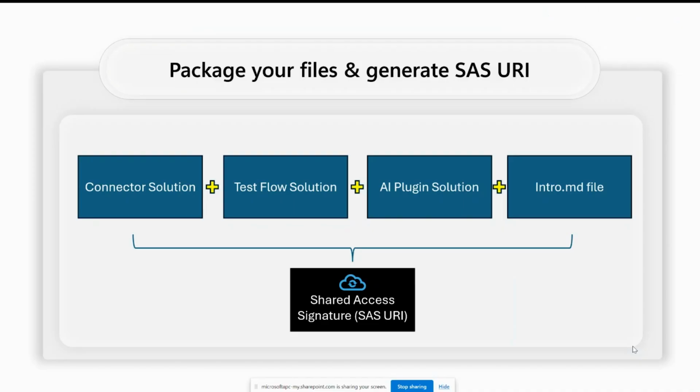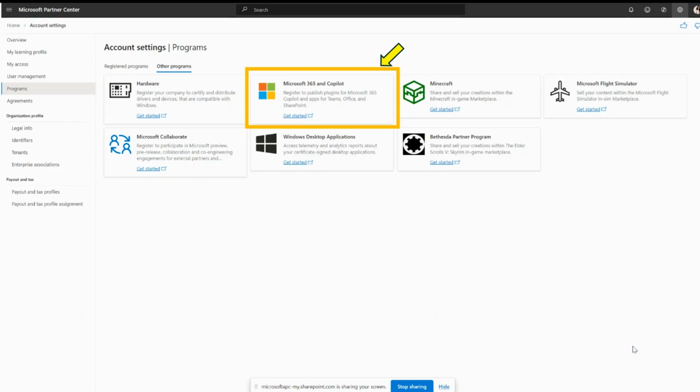Now package the three solutions you have exported: connector solution, test flow solution, and AI plugin solution. Add the intro.md file to this package, which will describe your connector and plugin. Create a SaaS URI of this package. Log in and sign up to Partner Center and enroll in the M365 and Copilot program.